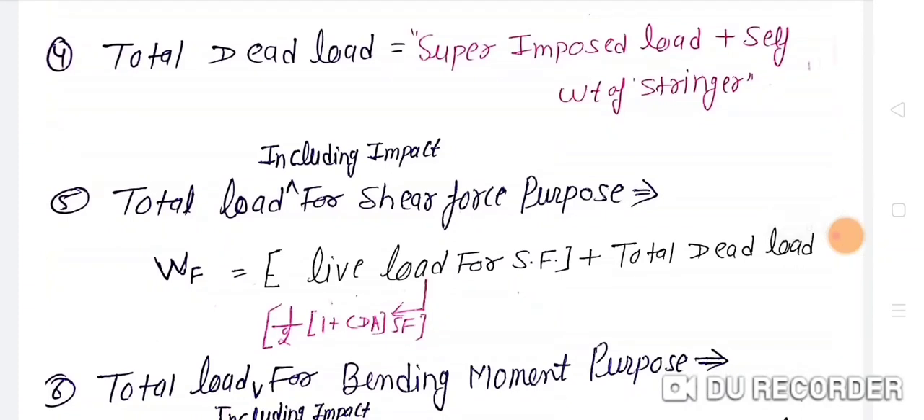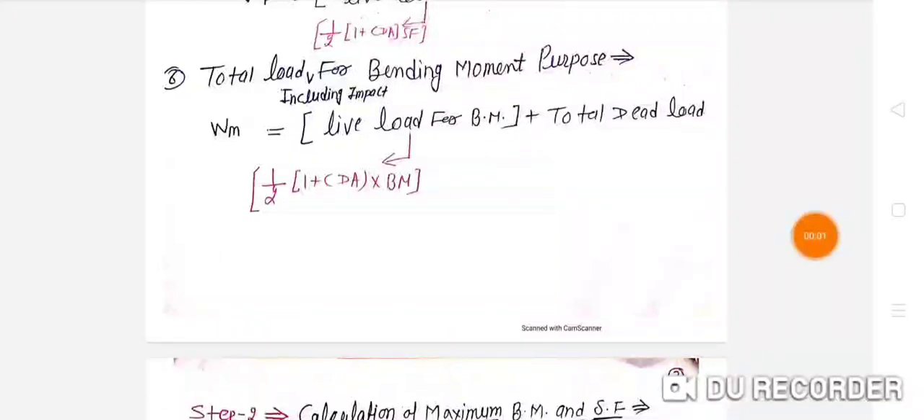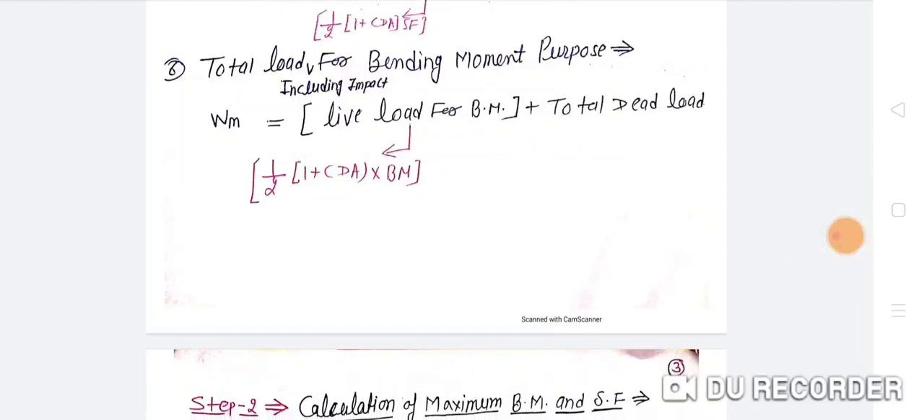Now we calculate the total load including impact for shear force purpose, which is equal to live load for shear force plus total dead load. Live load for shear force is equal to 1 by 2 into (1 plus CDA) into shear force. Total load for bending moment purpose is equal to live load for bending moment plus dead load, where live load is 1 by 2 into (1 plus CDA) into bending moment, taken from the bridge rule book.